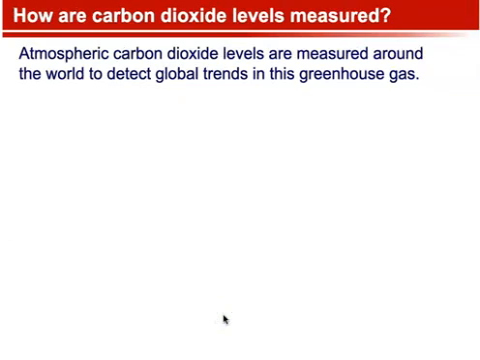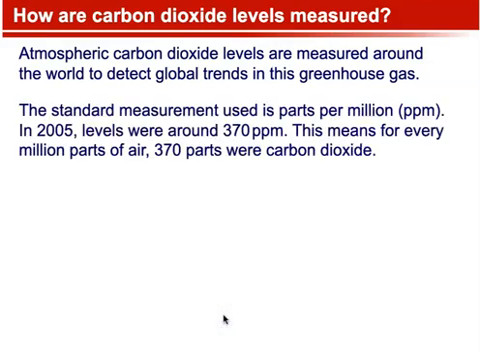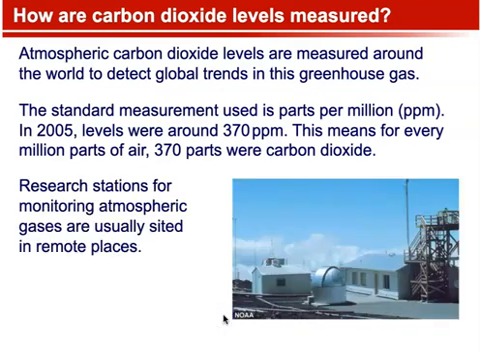How are carbon dioxide levels measured? Atmospheric carbon dioxide levels are measured around the world to detect global trends in the greenhouse gases. The standard measurement used is parts per million. In 2005, levels were around 370 parts per million. This means for every million parts of air, 370 of those parts were carbon dioxide.